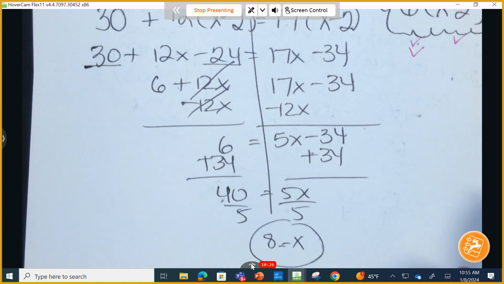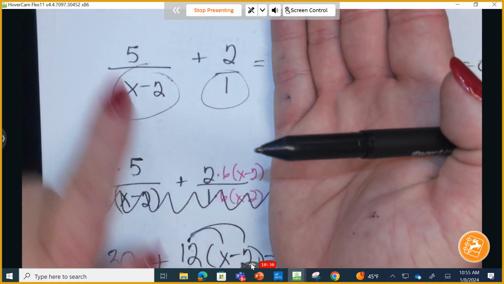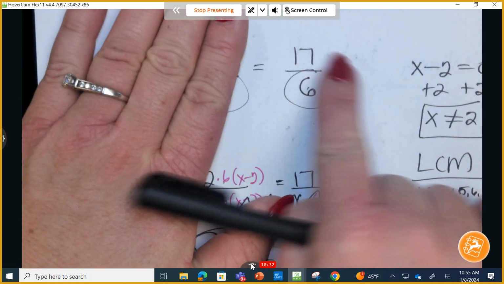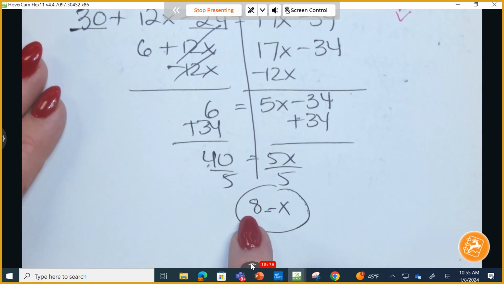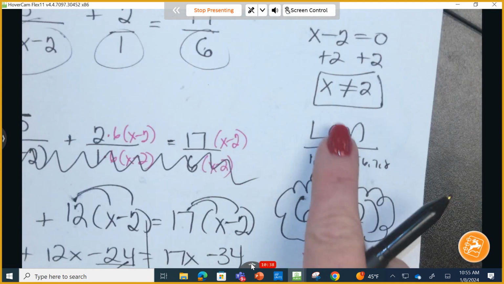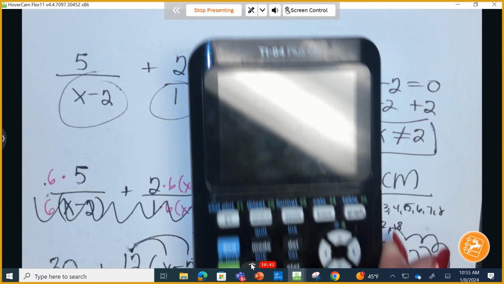What does that even mean? It means if I took this value and I plugged it back in here, I better get a value on the left that is equal to the value on the right. And we're going to use the calculator to justify that this is the correct answer. But first I have to make sure that 8 is not equal to 2. I'm good. Grab your calculator, please.